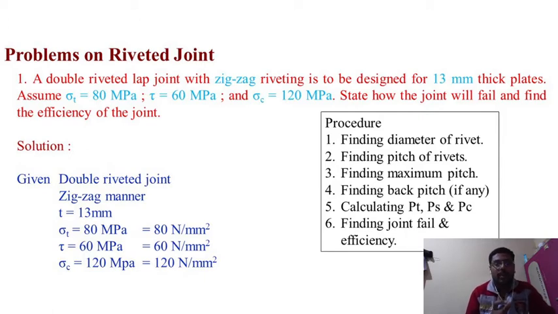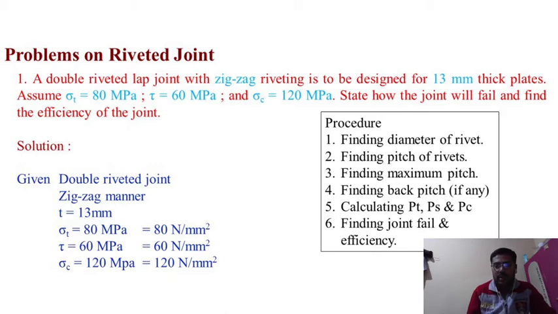So understood the problem? Read once again and understand the problem. It is a double riveted lap joint with zigzag riveting. Then it is to be designed for 13 mm thick plates. So plate thickness is 13 mm. Assume sigma T is equal to 80 megapascal, tau is equal to 60 megapascal, and sigma C is equal to 120 megapascal. State how the joint will fail and find the efficiency of the joint.